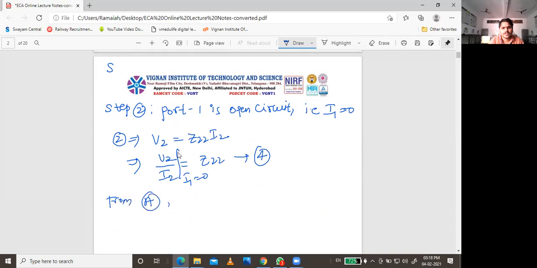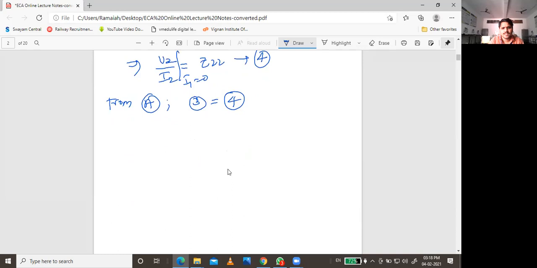So from case A, you can substitute: equation 3 equal to equation 4. Therefore, we got Z11 is equal to Z22. So this is the condition for symmetry in Z parameters. That means the given network is said to be symmetrical only if Z11 equal to Z22.